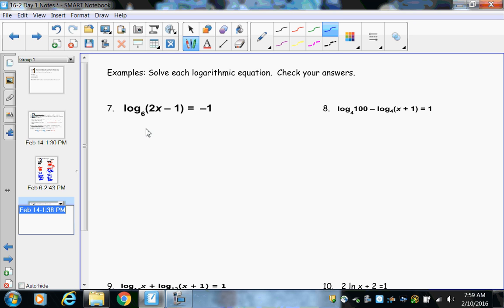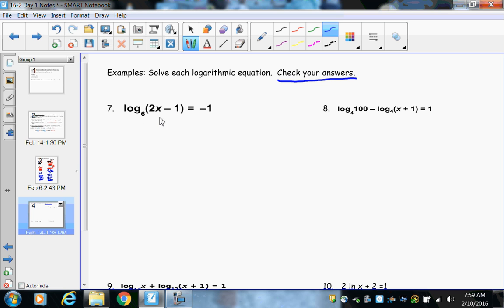For the rest of the problems, for examples 7 through 10, it's solving log equations. And if you notice in the directions now, it says to check your answers. That's because you cannot take the log of a negative number or a 0. So you have to make sure that when you plug in your x value, that in the original problem you're not getting a negative or a 0 within the log.